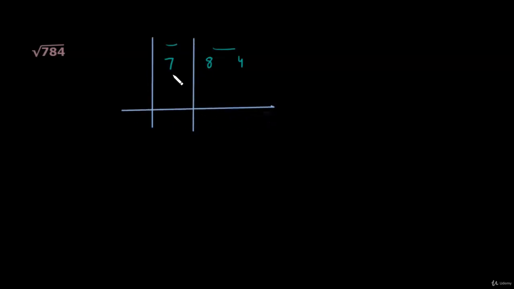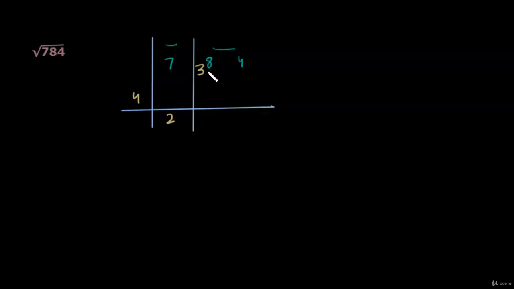Now, a slightly different problem. We group them in twos, so there will be 2 digits in the square root of this number. The perfect square number below 7 is 4, and the square root of 4 is 2, and double of 2 is 4. This is the divisor. Now if we subtract 4 from 7, we get 3.